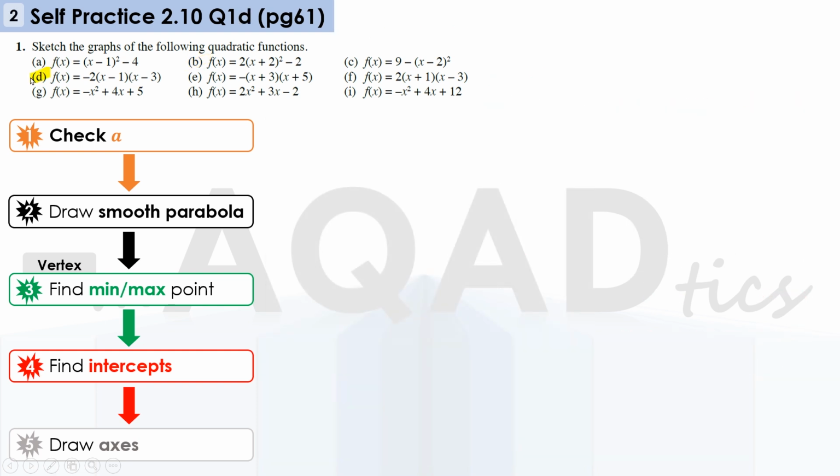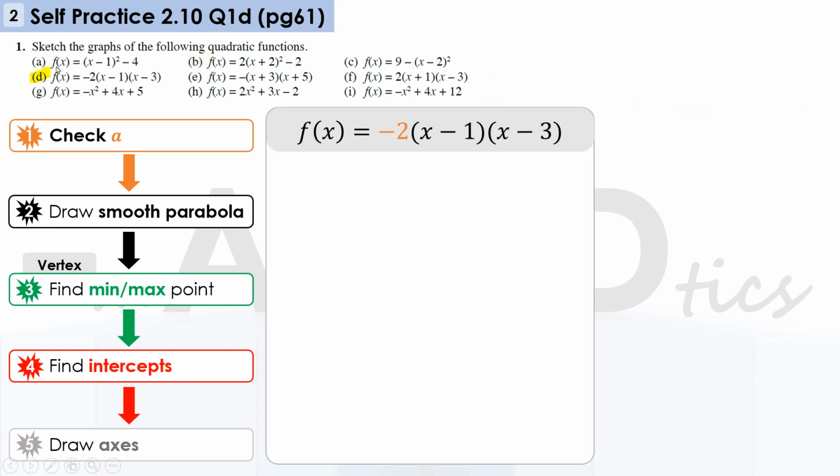For the intercept form, I will choose question D. Same thing as well, check the value of A. The value of A here is negative. So if negative, we need to draw the sad face. Step 2, draw the sad face parabola. The next step is to find the minimum or maximum point. For this curve, it's the maximum point. Here we need to have the vertex form, but unfortunately for this one, we have the intercept form. So we need to use the completing the square method to find the vertex form and the maximum point.